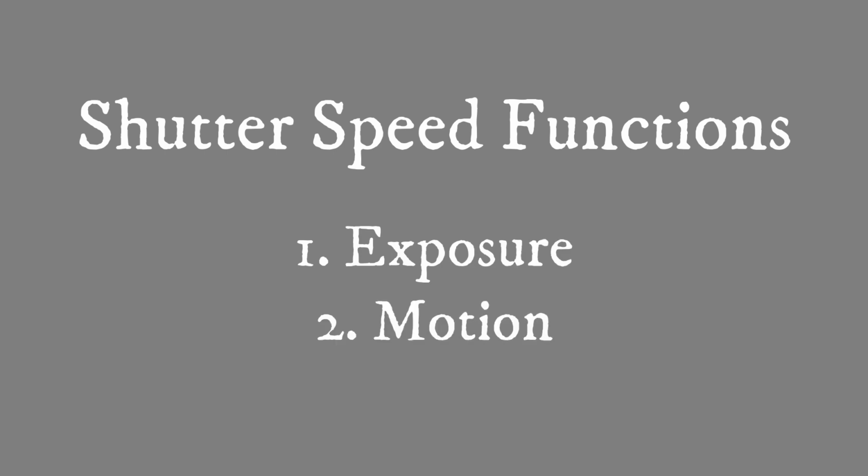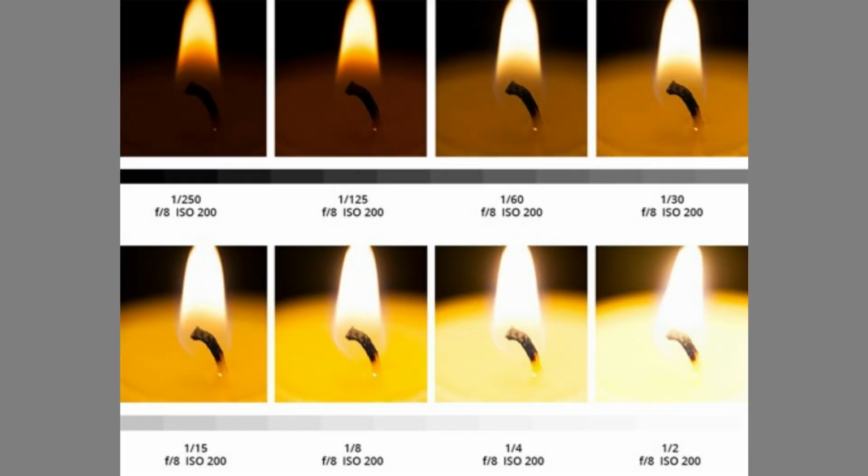Like aperture, shutter speed doesn't only affect the exposure of your photo. It has a second function as well. The two aspects of your photo that shutter speed affects are exposure and motion. First, we'll look at how shutter speed affects exposure. A slow shutter speed lets more light in, while a fast shutter speed lets less light in.